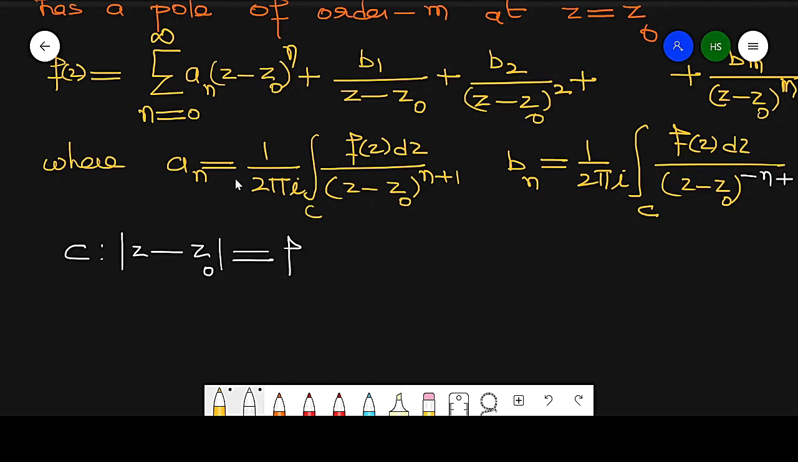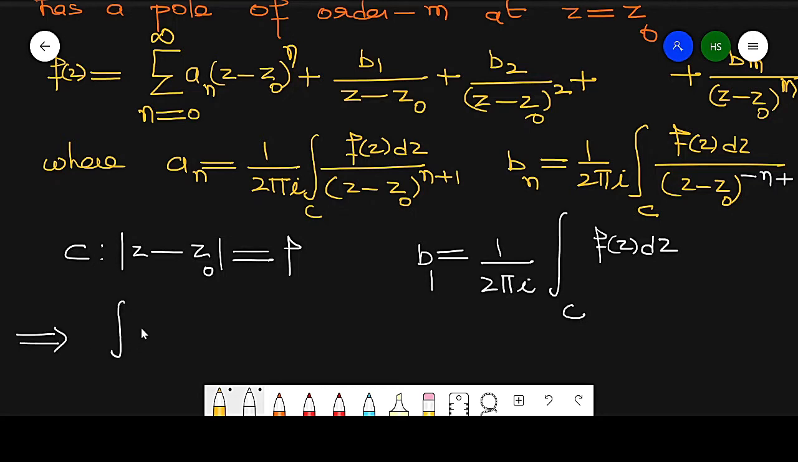Now clearly from this, check that from this, what is b1? Substitute n equal to 1. So b1 is equal to 1 by 2 pi i, integration over C of f(z) dz over (z minus z naught) raised to power minus 1 plus 1. So this is 1. So what we get is integration of f(z) dz around C, which is equal to 2 pi i into b1. So this value is 2 pi i into b1.